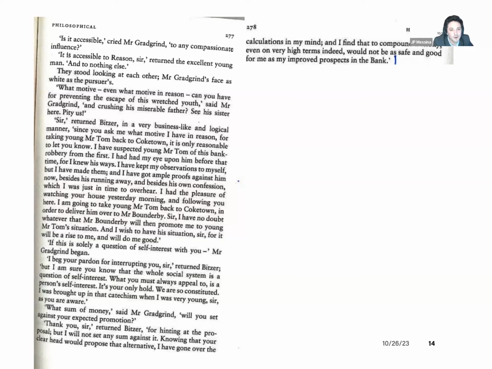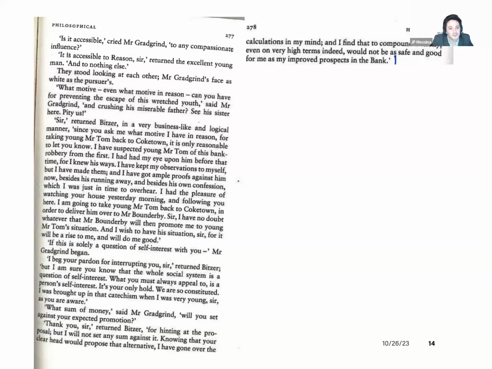"What motive, even what motive in reason, can you have for preventing the escape of this wretched youth?" said Mr. Gradgrind, "and crushing his miserable father." "Sir," returned Bitzer in a very businesslike and logical manner, "since you ask me what motive I have in reason for taking young Mr. Tom back to Coketown, it is only reasonable to let you know. I have suspected young Tom of this bank robbery from the first. I had my eye upon him before that time, for I knew his ways. I have kept my observations to myself, but I have made them. And I have got ample proofs against him now, besides his running away, and besides his own confession, which I was just in time to overhear.